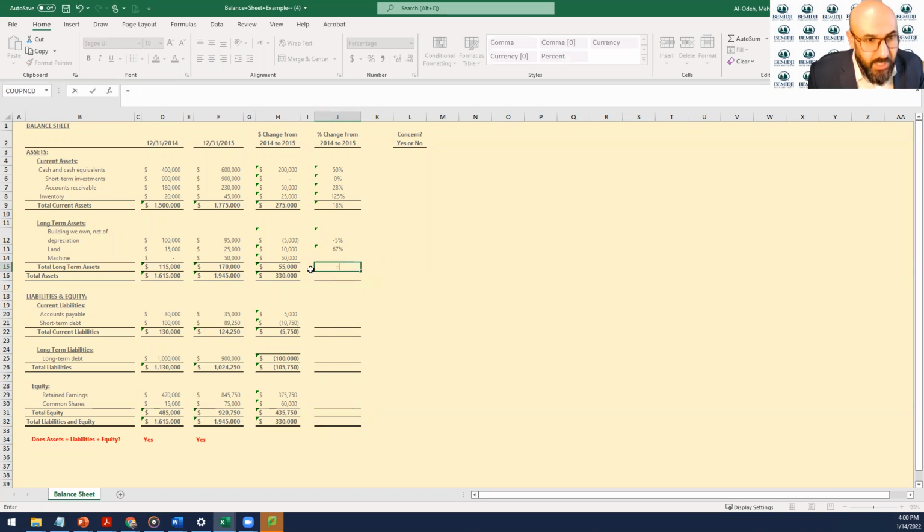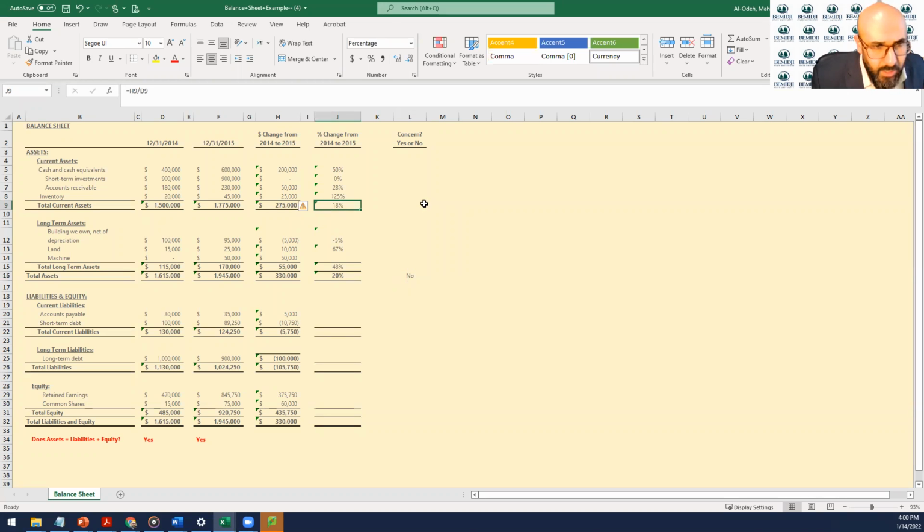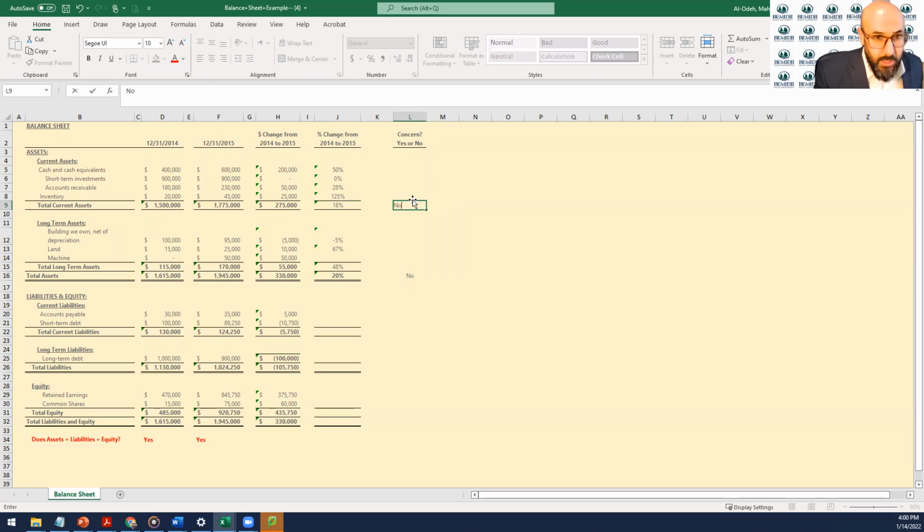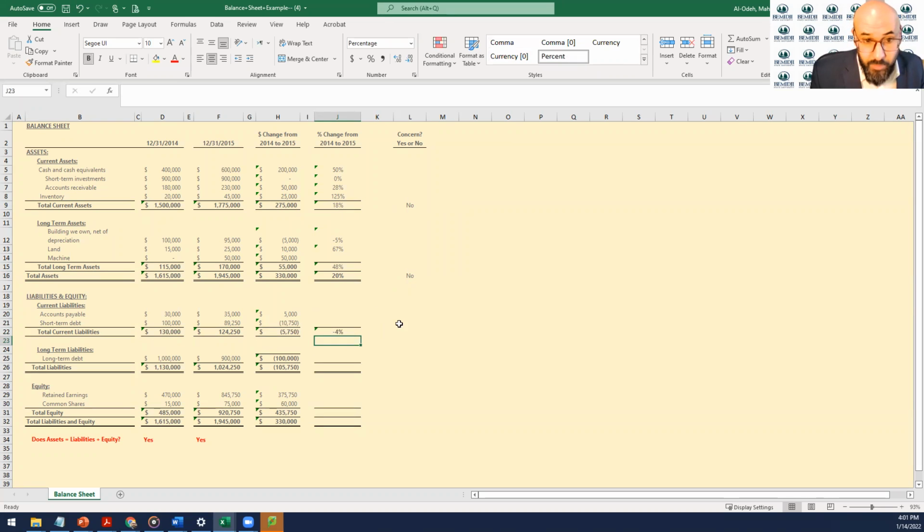And for this one, the percentage for the total current assets, the change would be 55 divided by 115 to find 48%. Same thing for 330 divided by 1.6 million to find out that the assets increased by 20%. So is there any concern here? No. Same thing for this one. The current asset improved by 18%. There's no concern. Let's continue with the current liabilities, focusing on the total current liability change divided by 130, reduced by 4%. So that's great.